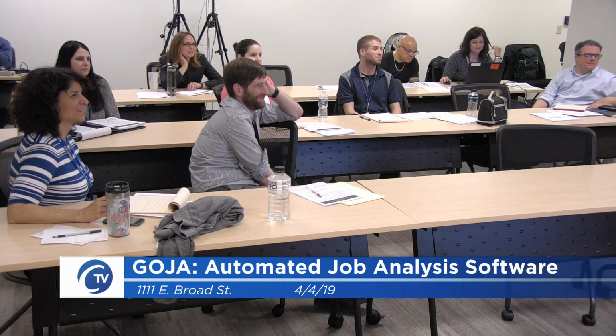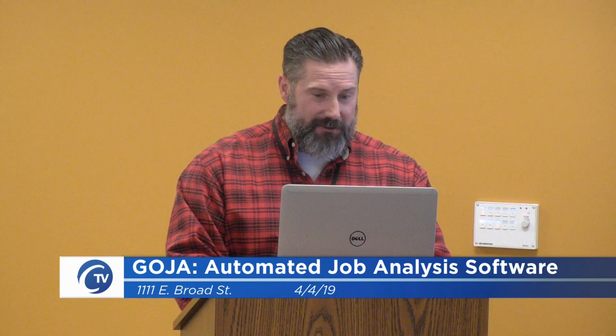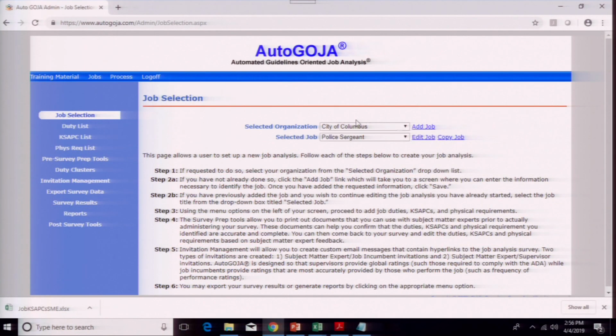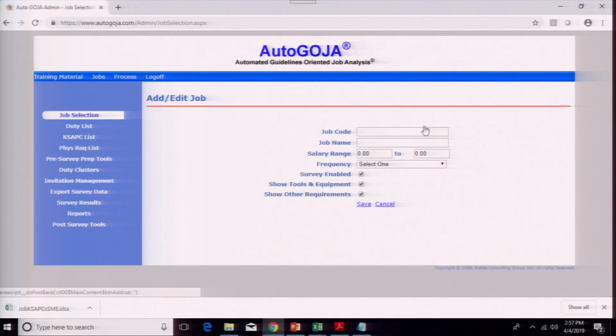Okay, so now we would need to create a new survey. So City of Columbus, and we're going to add job. What's a job code that does not exist? 9999, does that exist? Now we're City of Columbus. Okay, good. That's now our code for sumo wrestler.